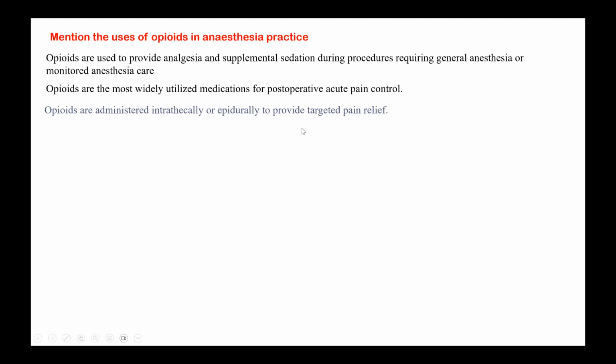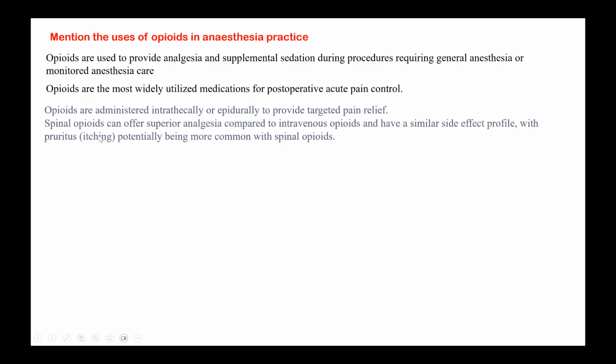That is, if you give it in the thoracic or in the lumbar region, the abdominal surgery patient will have immediate pain relief. Whereas it will take some time when administered IV or sublingual or oral, whatever route. So the onset is much faster. And finally, opioids offer superior analgesia compared to intravenous and have a similar side effect profile, with pruritus being the most common problem with that.